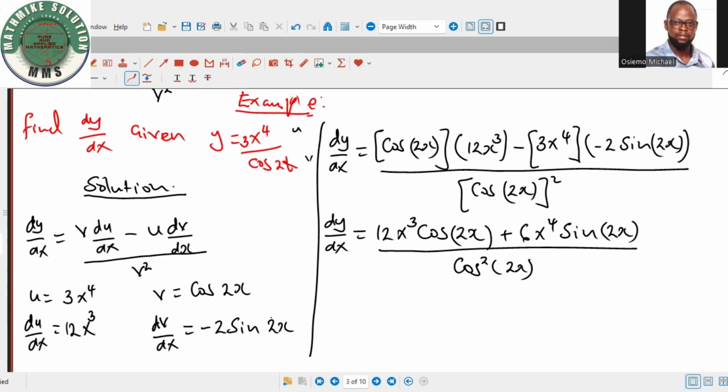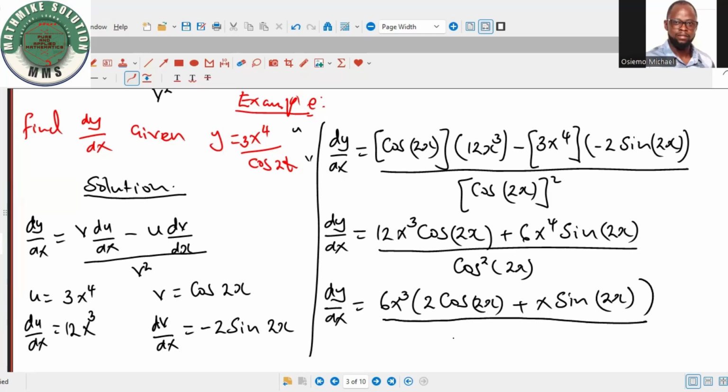Good. Again, we can factorize maybe 6x cubed, so that we have dy dx is equal to 6x cubed into bracket, 2 cos 2x plus x sin 2x, and all this over cos squared 2x. So let us do another example.